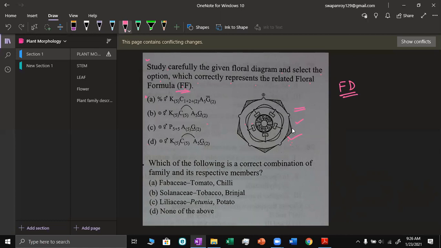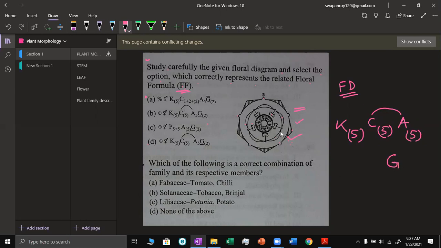Here you see the outermost is the calyx, that is sepals 5, and they are joined, so it is united. Corolla 1, 2, 3, 4, 5, corolla 5, and they are also united. Stamens, how many? 1, 2, 3, 4, 5. Androecium, stamens 5. And one thing you can see here is that these anthers are attached to the petals. This is the condition where C and A are attached.